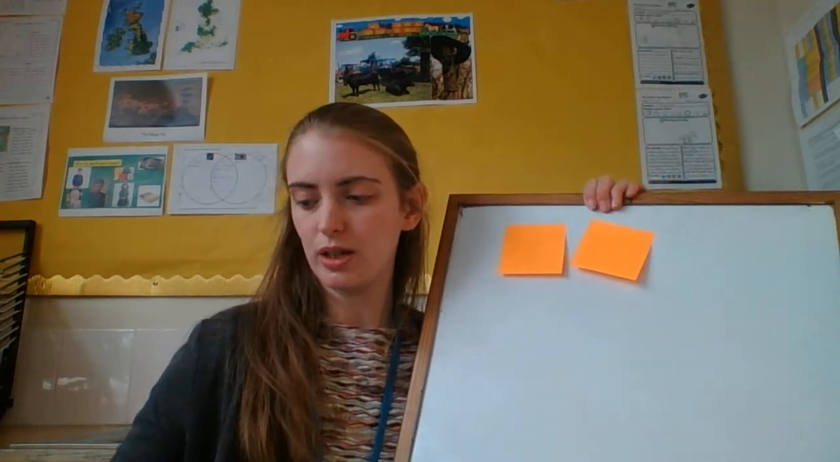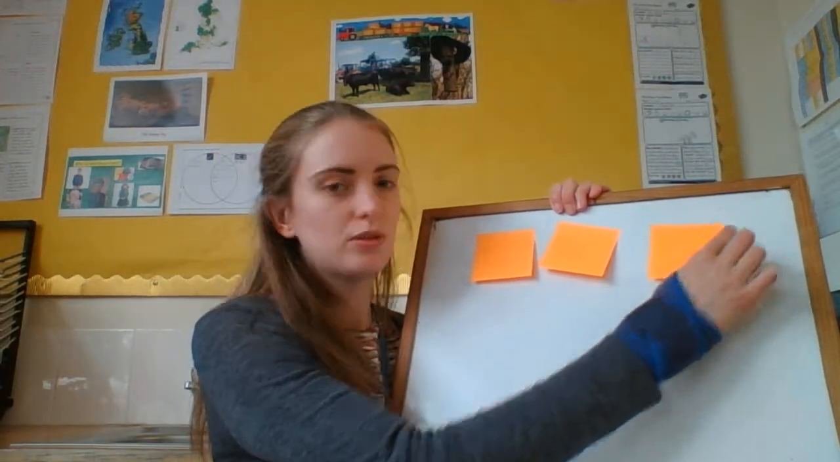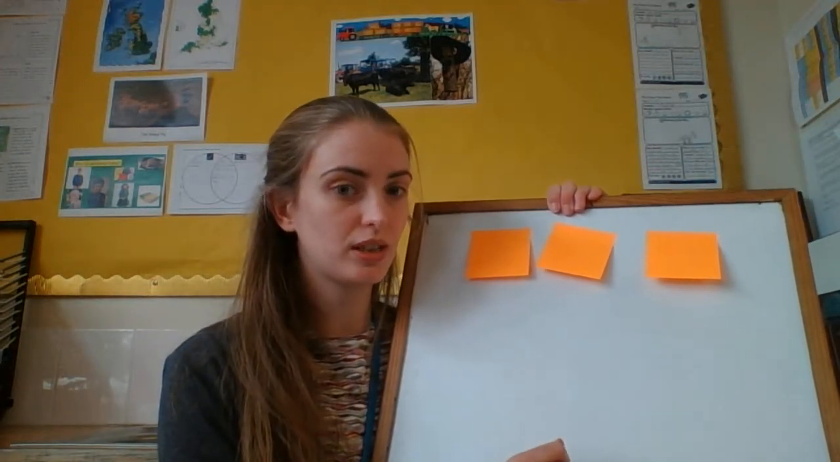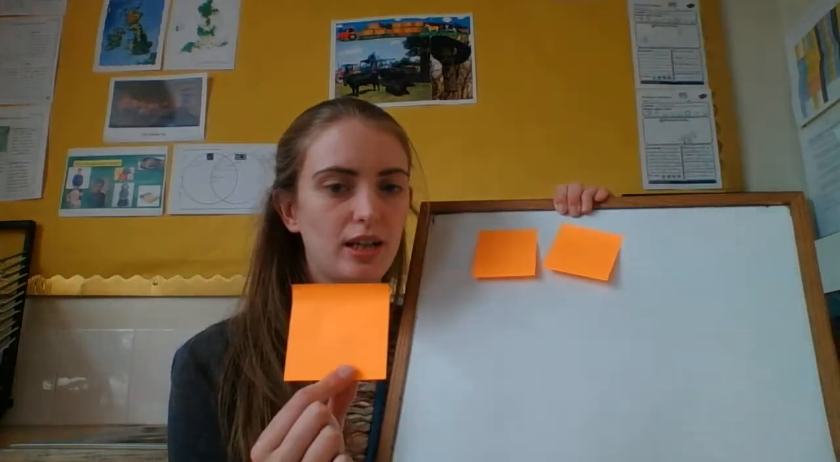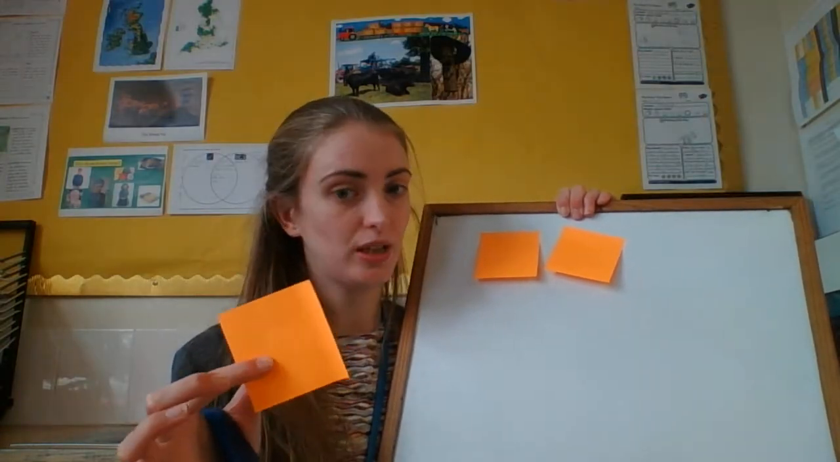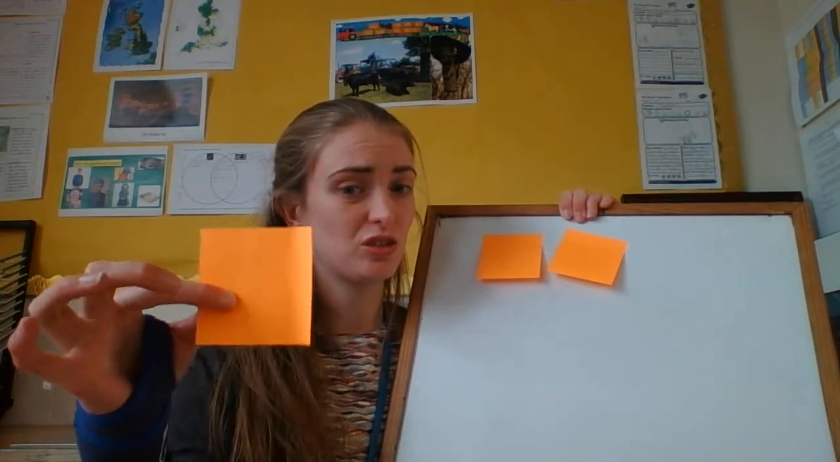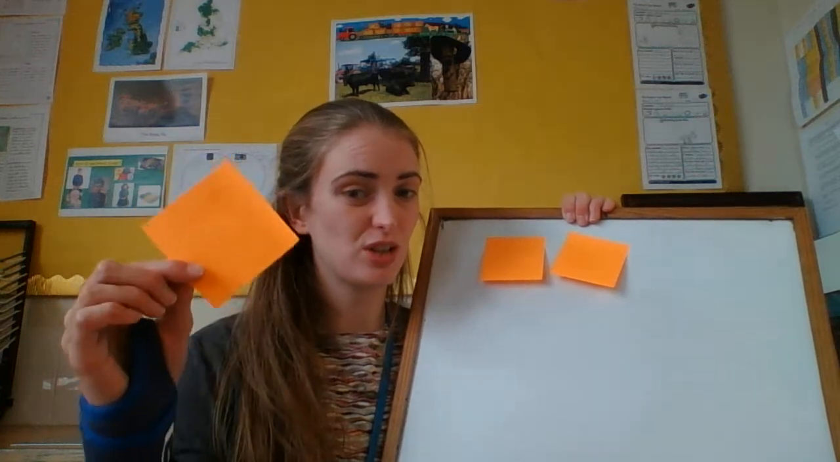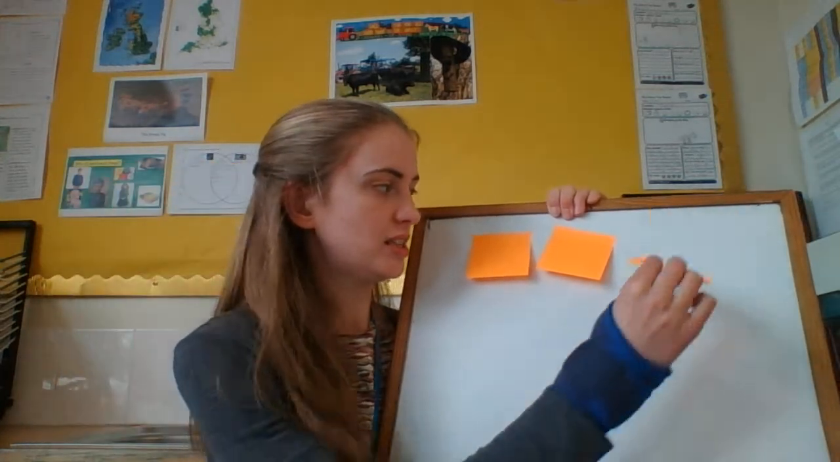3 squares. Now, when you're doing this, there's one thing to remember. That's a square. It's also a square if I do that. So you need to make sure you're not making the same shape, just rotated.